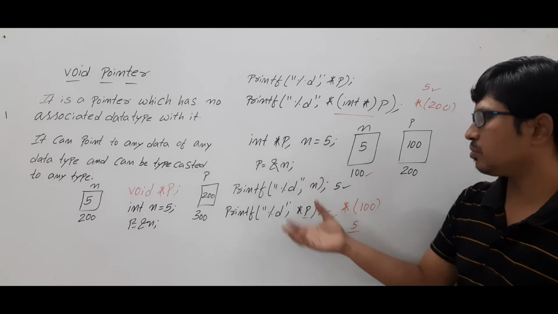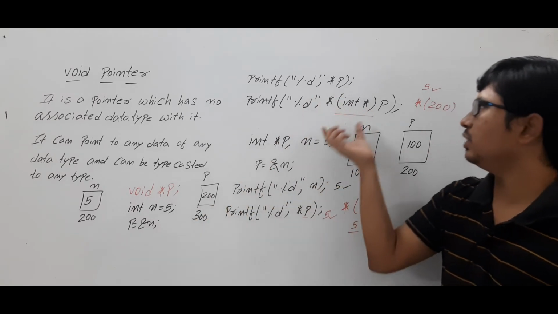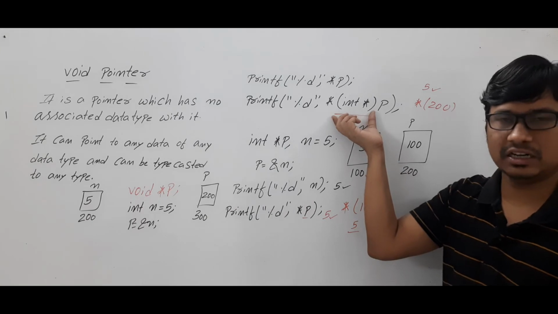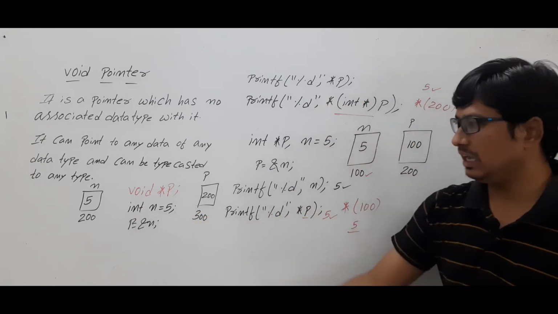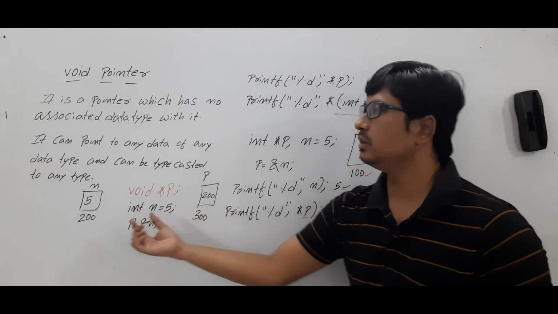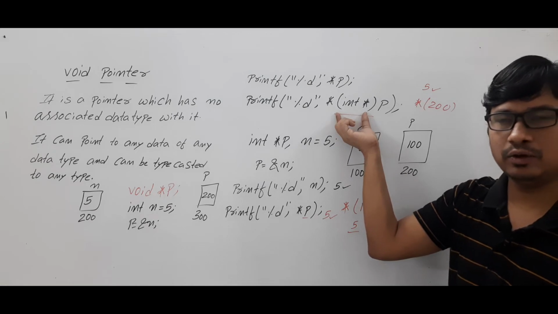If it is an integer pointer, we can do it like this. If it is a void pointer, we have to do the typecasting. Is it clear? It depends on what data type's address is assigned to it. If it is a float, then you have to do the corresponding float type conversion. Is it clear? I hope you have understood.